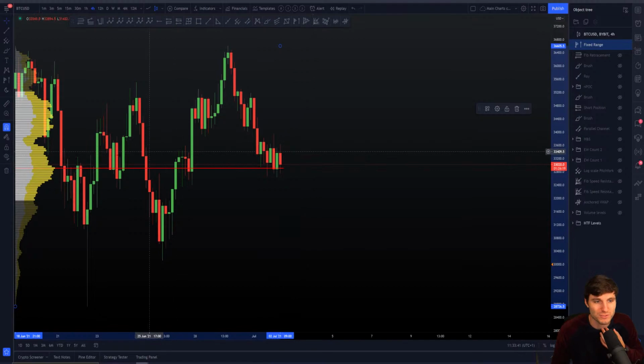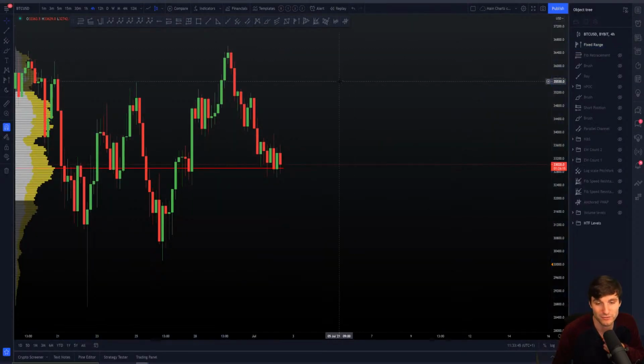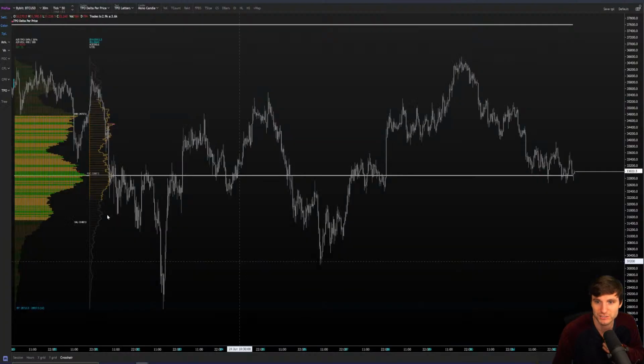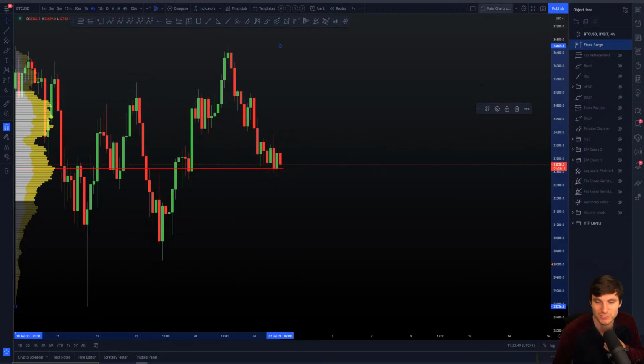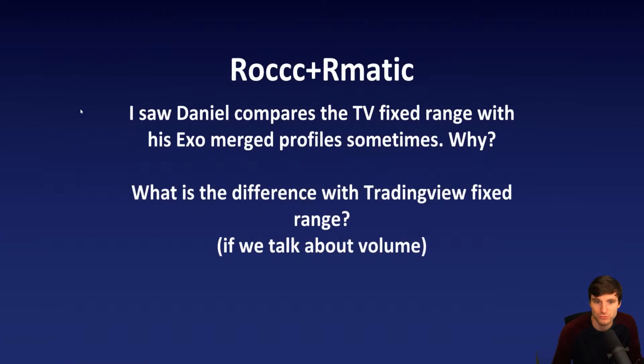Obviously, the way the volume's calculated, the way the levels are calculated between EXO and TradingView are slightly different. The calculations are much more precise in EXO charts. That's why I would always trust EXO charts over TradingView. But yeah, the main difference is I just like them to line up together. If they line up together, it's a very good level. Like you would generally want to see this point of control.